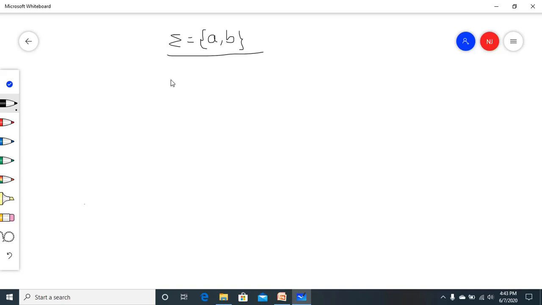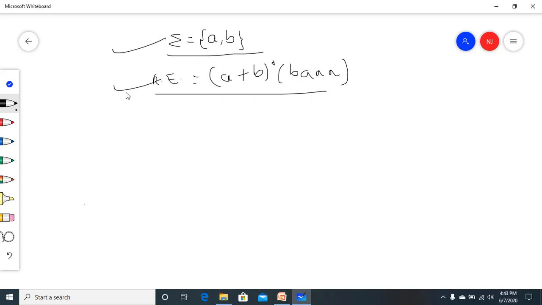For these input alphabets we have to test each and every step. The given regular expression is (a+b)* ending with b and then two a's, that is baa. These two parts are the given part: the alphabet a, b and the regular expression (a+b)*baa. We have to convert that regular expression into a set of strings. So it is possible.